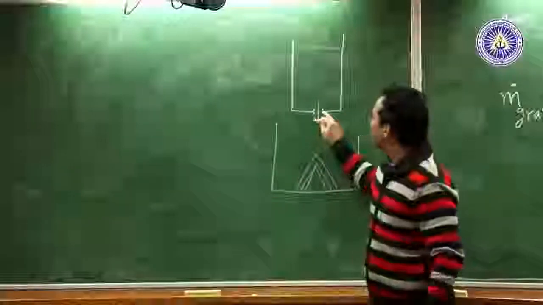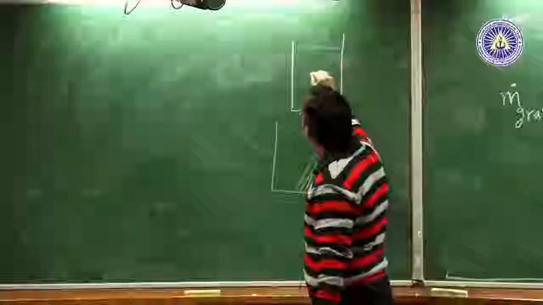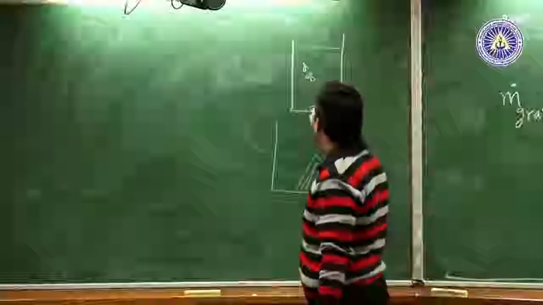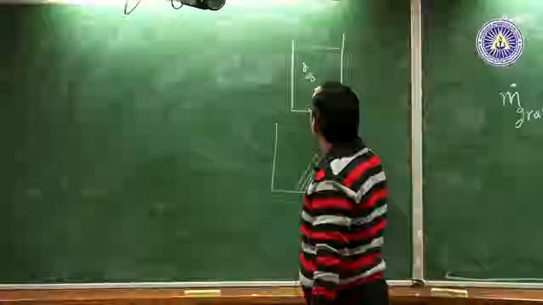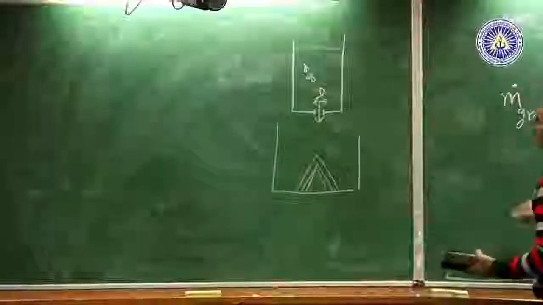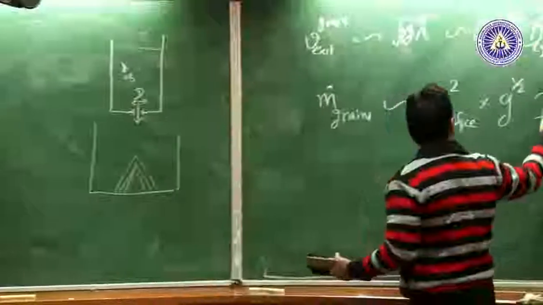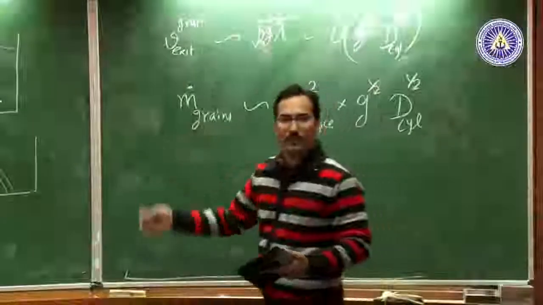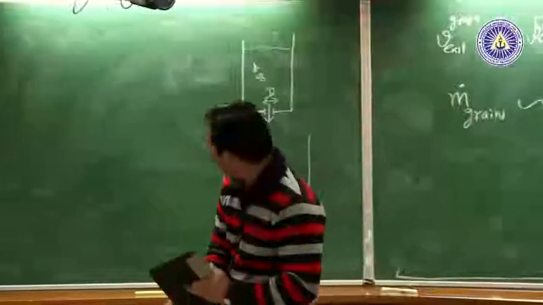And what he does is he changes, so you have grains which are of diameter d, and you have this orifice which is of diameter, let us say capital D. So when I say capital D, that is what I mean by d orifice. D cylinder does not really come into the picture, and that is what I want to emphasize.